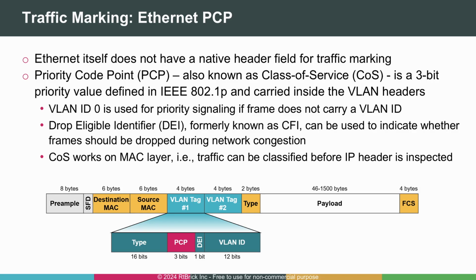The PCP value is carried inside the VLAN header defined in IEEE 802.1q. If VLANs are not used but priority tagging is required, frames can be sent with VLAN ID 0. Additionally, the VLAN header includes a 1-bit drop eligibility indicator, which can be used for active queue management. The advantage of Ethernet CoS is that classification can occur at the MAC layer before the IP header is inspected, enabling QoS handling on devices that do not support IP, such as Layer 2 switches.